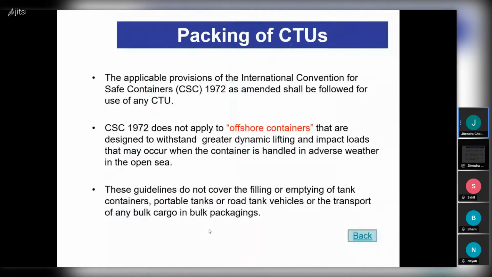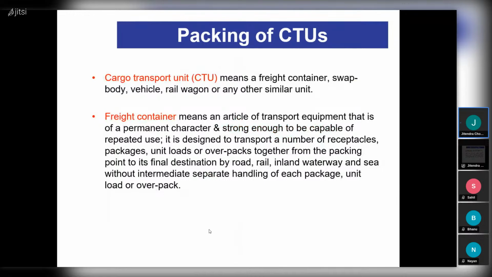So there is an international convention for safe containers. So these are designed as per that, even offshore or onshore, and that's why they are called cargo transport units. Under that, we have the freight container, the normal standard containers, and swap body, and vehicles also, like we saw just now. Trucks, rail wagons can also be used as transport units, or some similar units. So a freight container is a normal standard container which is an article of transport equipment of a permanent character. Permanently, it is used for transporting on the ship and is strong enough to be capable of repeated use.